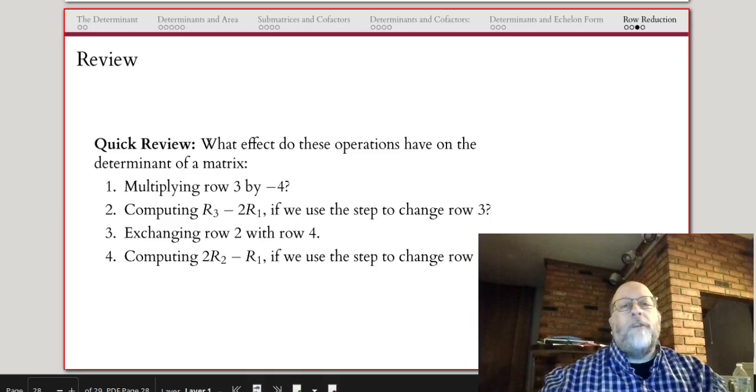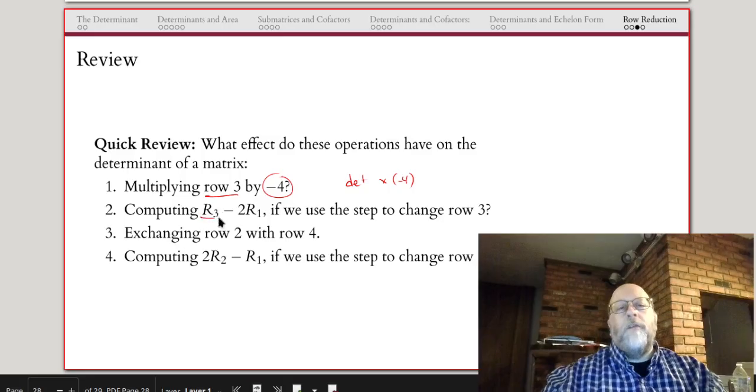So let's review what we just saw. What happens to the determinant if I multiply row 3 by negative 4? Then the determinant also gets multiplied by -4. What happens if I use this row reduction step to change row 3? Answer is there is no change, because the coefficient in front of row 3 is a 1, and multiplying by 1 doesn't change anything.